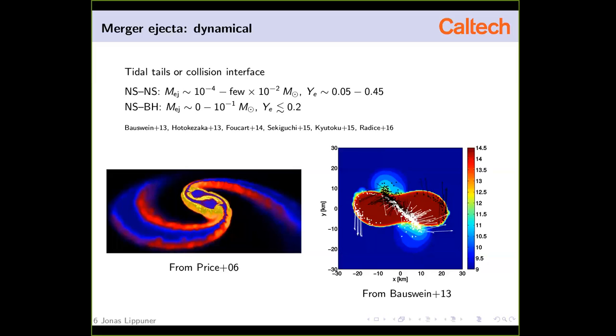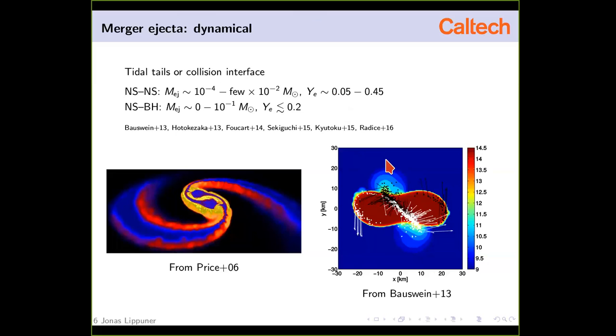And in neutron star black hole mergers, there's a much bigger spread in this tidal tail ejecta, because it depends on the relative sizes of the neutron star and the black hole. So if the black hole is too big relative to the neutron star, it will just swallow the neutron star whole. On the other hand, if they're about the same size, then it can disrupt the neutron star very violently and actually produce up to 10% solar mass ejecta. And so I have some quick movies for that as well.